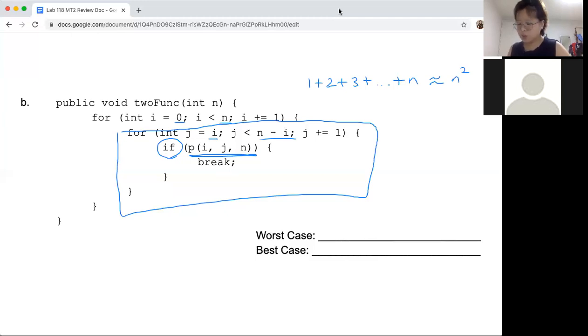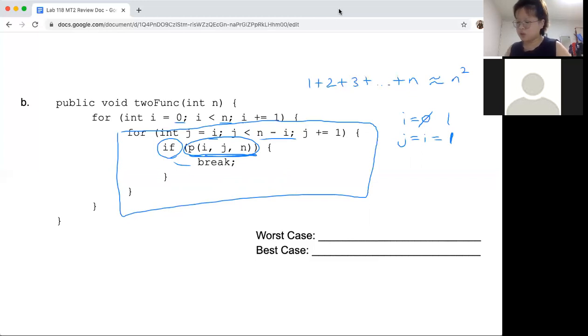So the best case would be if we return true the very first time we enter the if case, right? So that would be when i is equal to 0, okay? And then we say that j is equal to i, which means j is equal to 0. And P of i, j, n results in true, so we break out of this inner for loop, and so all we have to really do is go through i equals 1, okay? And at that moment, j is also equal to 1, right? And then let's say P of i, j, n is still equal to true.